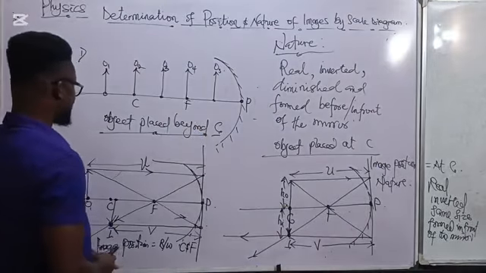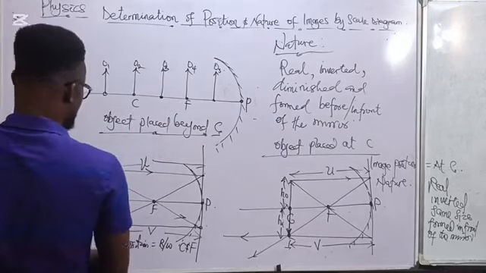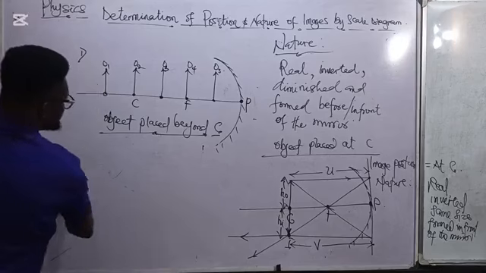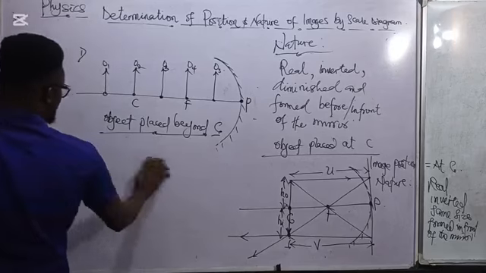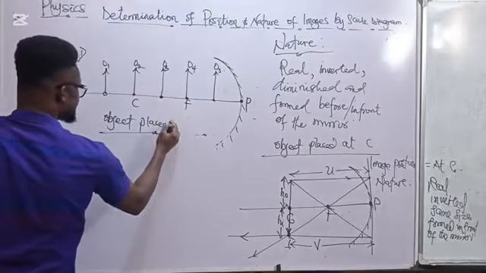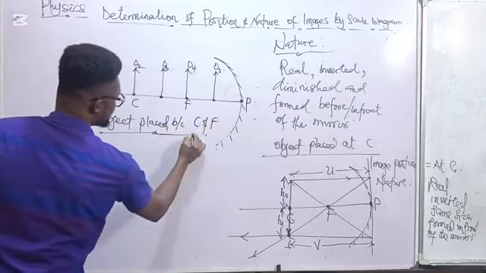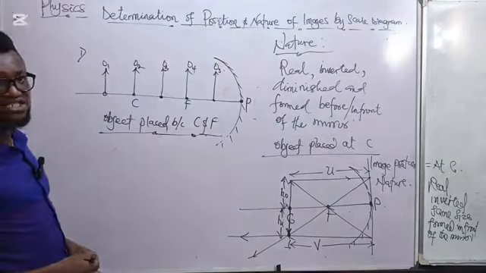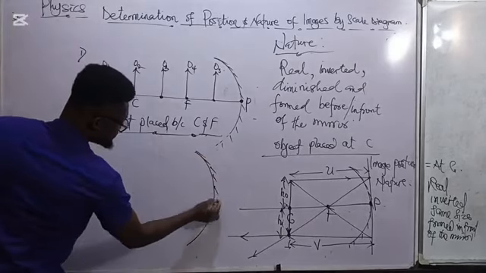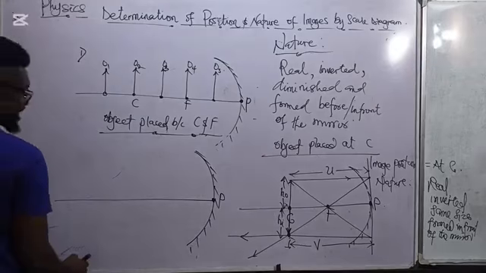Now let's take another case. When the object is placed between C and F, what will be the nature and also the position of the image? So when the object is placed between C and F, what will be the position and the nature of the image? So here we still have the mirror. Here is the mirror. Hence, here is the pole. We have the principal axis.